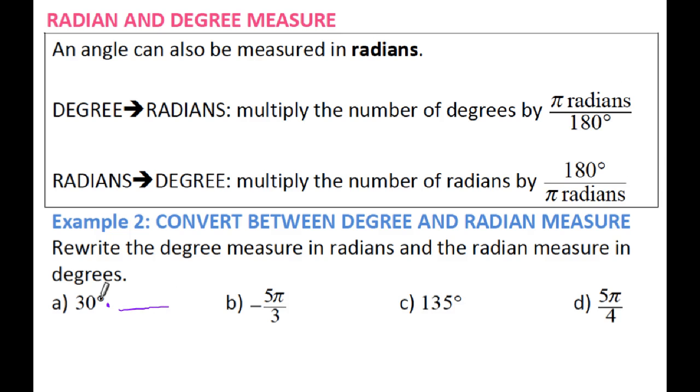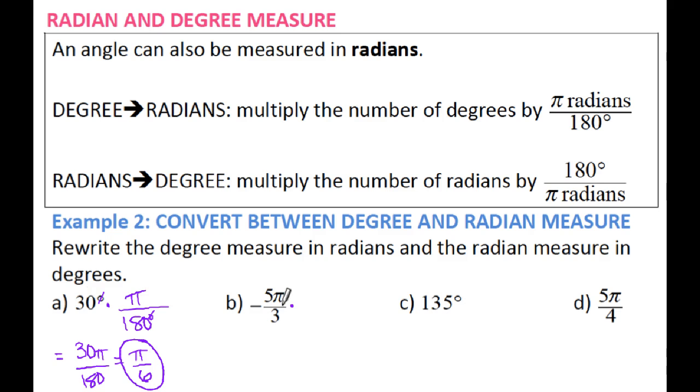So in this case, since I have degrees, I want to put the degrees on the bottom so that I can cancel out my degrees. And that gives me 30 pi over 180, which can be reduced to pi over 6. So 30 degrees is equivalent to pi over 6 radians.